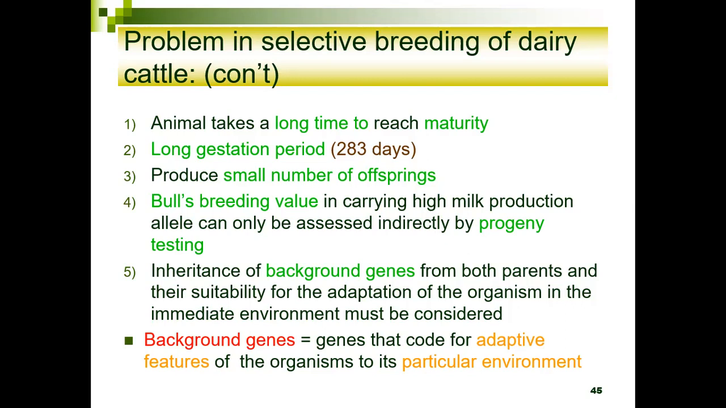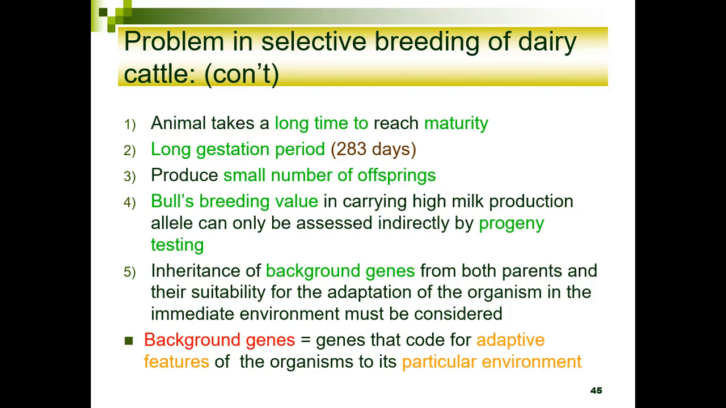Okay. Number four, the bull's breeding value in carrying high milk production alleles can only be assessed indirectly by progeny testing. Means for the father, we cannot test them directly. We have to wait until the daughter grows up and produces milk, then only we can know. So again, it takes a long time.